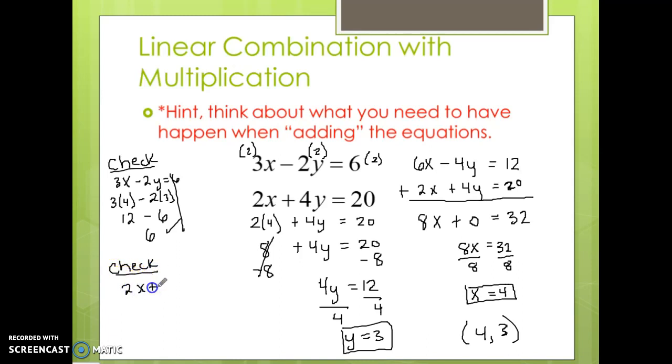So 2x plus 4y equals 20. 2 times 4 plus 4 times 3 gives us 8 plus 12, which does equal 20. So that also checked out. So this is a correct answer. X is 4 and y is 3.